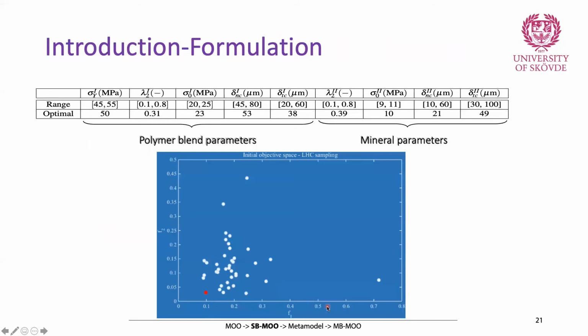Here you can see that the optimal solution they found is this red dot. The X-axis shows F1 and the Y-axis shows F2, which is the shear mode. You can see the lower, the better. It means that there is less error between the experimental and simulation curve.